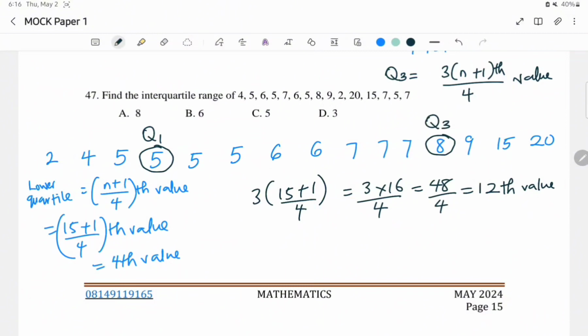So the interquartile range is simply the difference between Q3 and Q1, that is the upper quartile and the lower quartile. The value for Q3 is 8. The value for Q1 is 5. That means the interquartile range is 3. Option D.